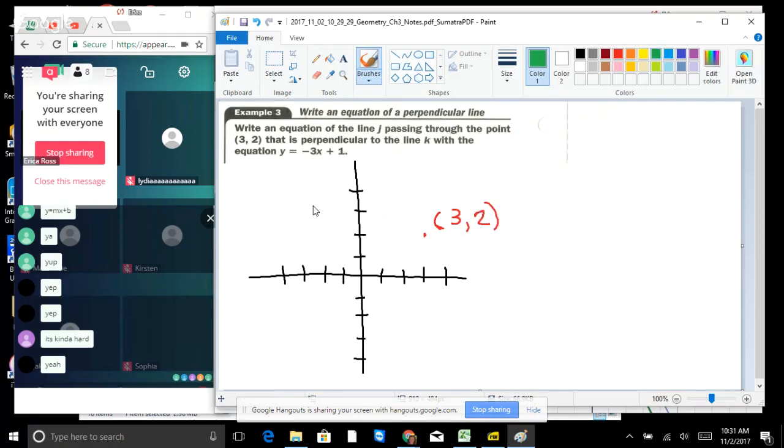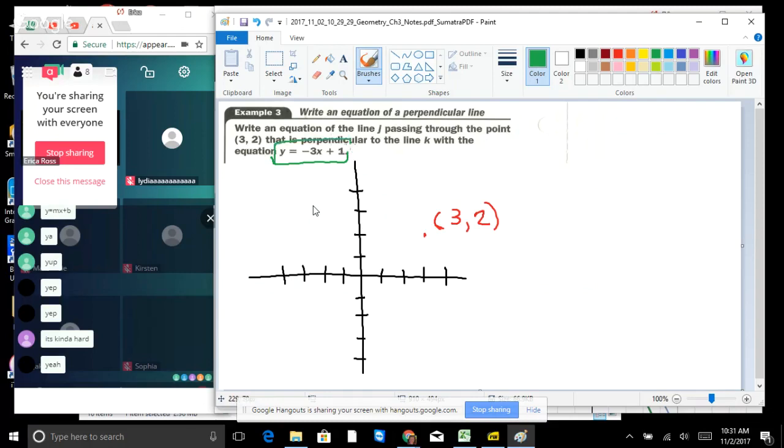Then we're going to do the old line in green. It's November, so we're busting out the Christmas colors, right? It's perpendicular to the line with the equation y equals negative 3x plus 1. All right, so let's test out our skills here.